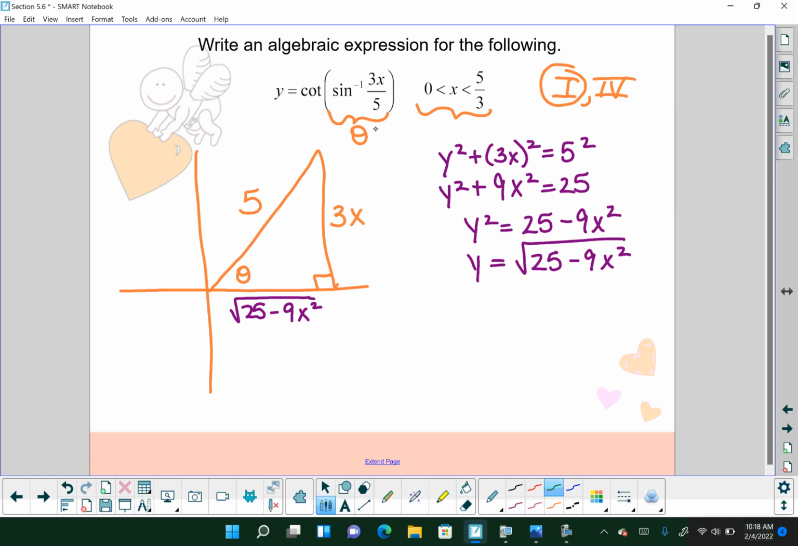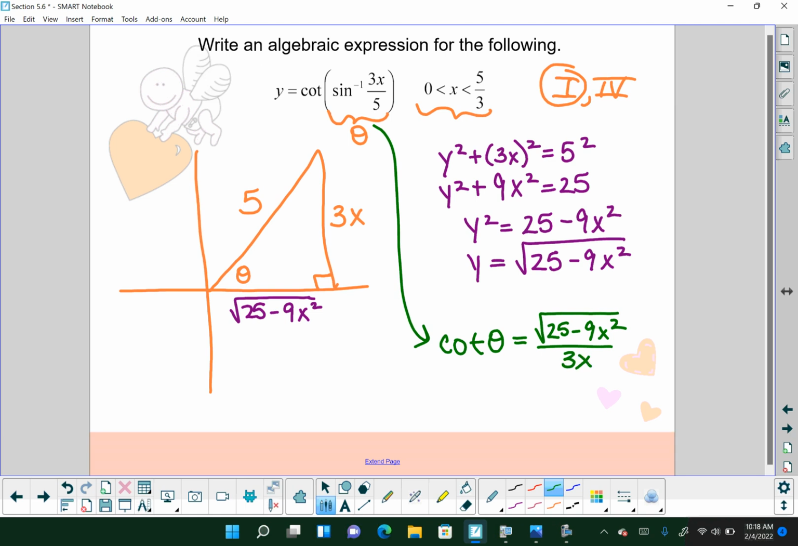So now let's go back to what we need to evaluate. The inside of that parentheses is essentially theta that we drew our picture for. So our job now is to find the cotangent of theta. Cotangent, well, tangent's opposite over adjacent. So here we need adjacent, which was this guy, over opposite. And that's your final answer.